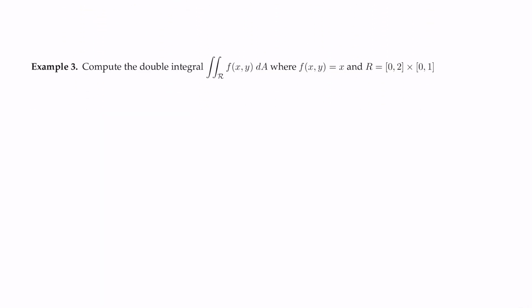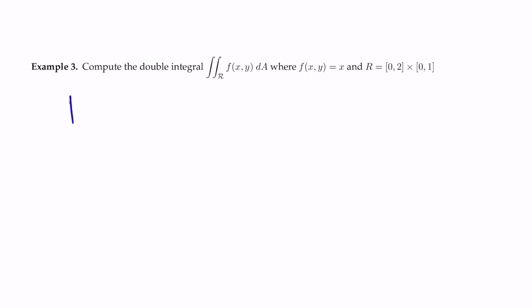Example 3, we would like to compute the double integral of the function with respect to the rectangular region where x is between 0 and 2 and y is between 0 and 1, for f of x comma y equal to x. In the last example, we already evaluated the function with respect to y first and then with respect to x. In this example, because there's no indication of what order we should follow, I'm going to evaluate the integral with respect to x first and then with respect to y.